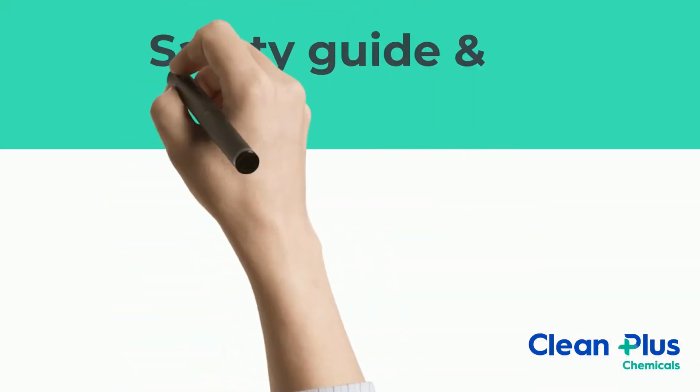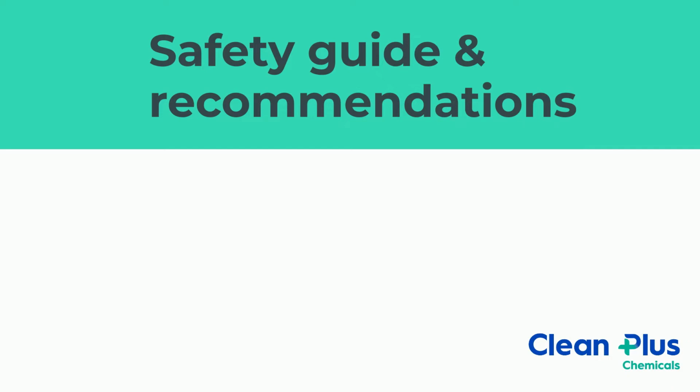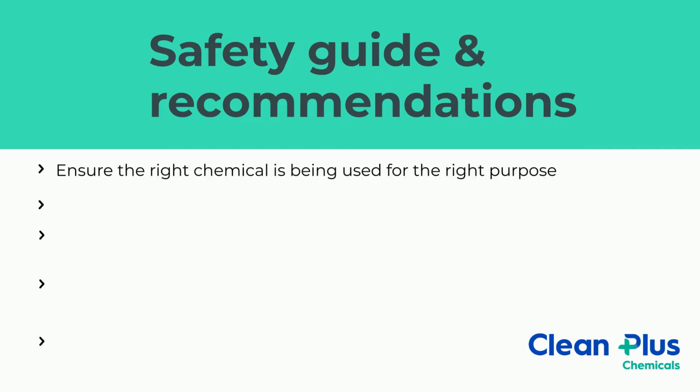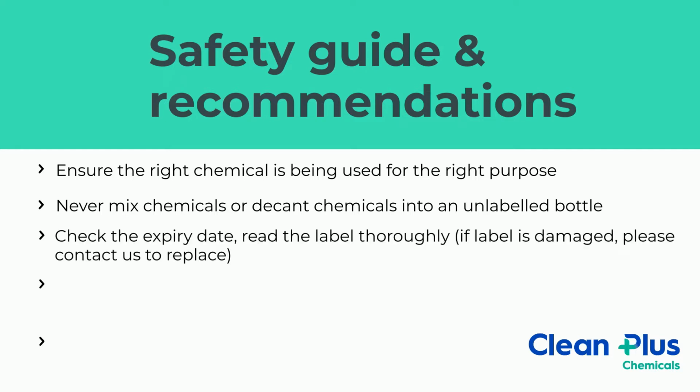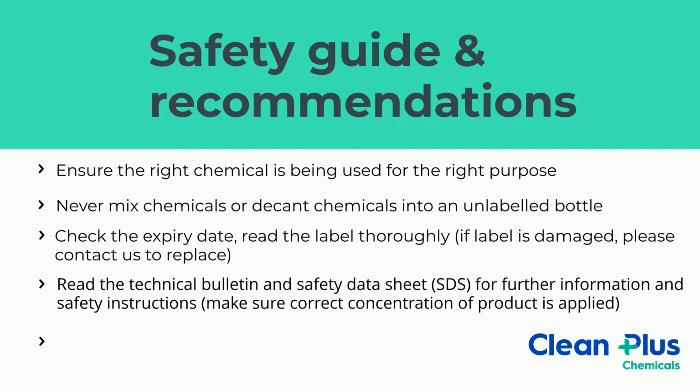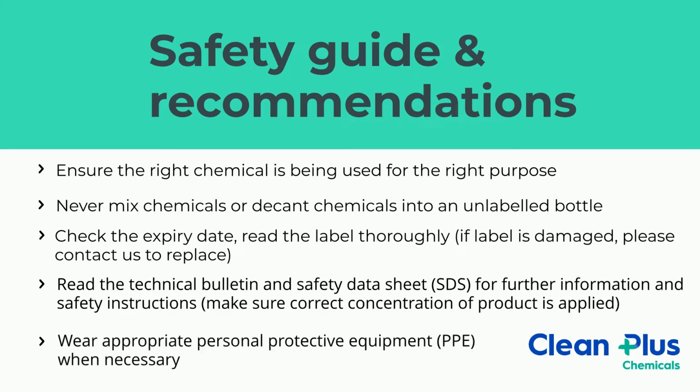Let's go through our safety guide and recommendations. Always ensure the right chemical is being used for the right purpose. Never mix chemicals or decant chemicals into an unlabeled bottle. Always check the expiry date and read the label thoroughly. If the label is damaged, please contact us for a replacement. Read the technical bulletin and safety data sheet for further information and safety instructions. Make sure the correct dilution rate is applied to the product. Finally, make sure you wear the appropriate personal protective equipment, also known as PPE, when necessary.